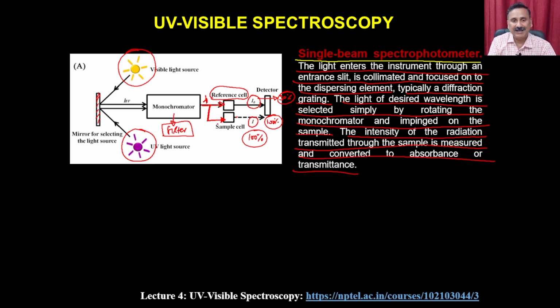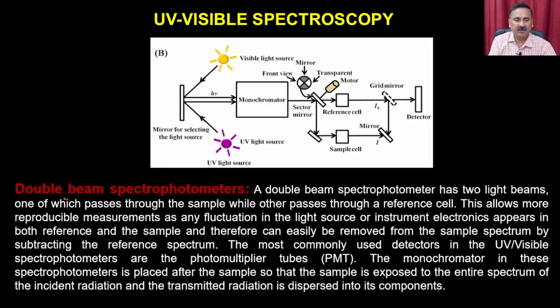But if there is any fluctuation in the direct light, you will not be able to map or measure it. That is one of the drawbacks of working with the single beam spectrophotometer, and that's why you should have the double beam spectrophotometer.